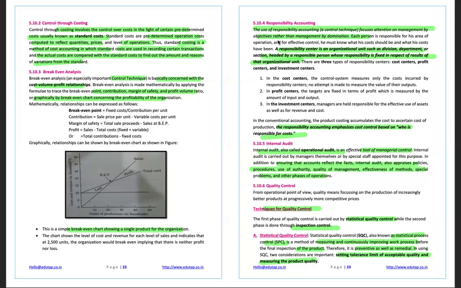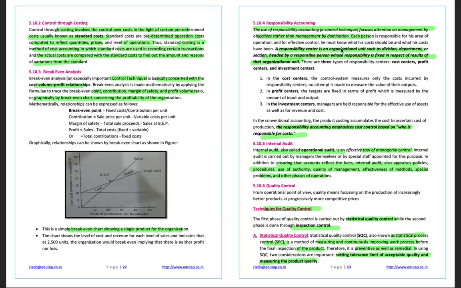Responsibility accounting. The use of responsibility accounting, a control technique, focuses attention on management by objectives. Okay, rather than management by domination. Each person is responsible for his area of operation, and for effective control, he must know what his cost should be and what his costs have been. ठीक है, उसका क्या cost हो चुका है और क्या होने वाला है.